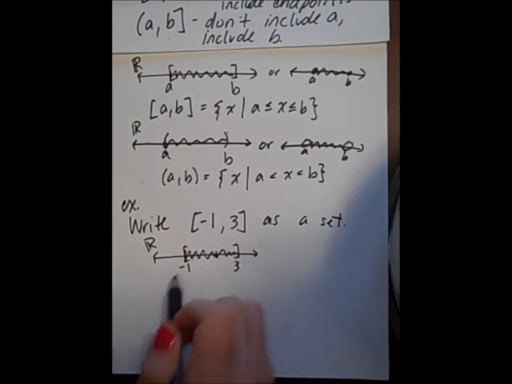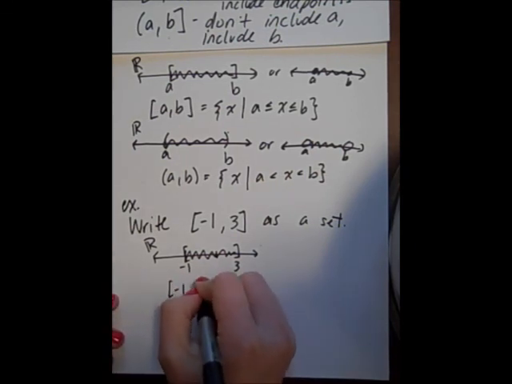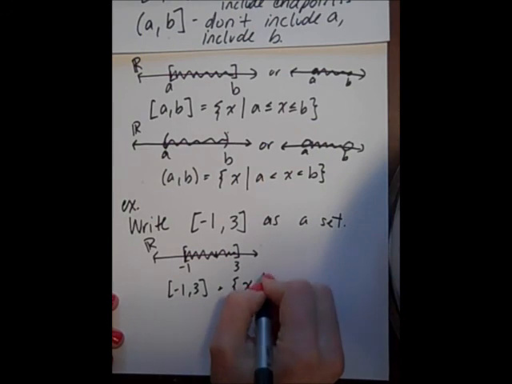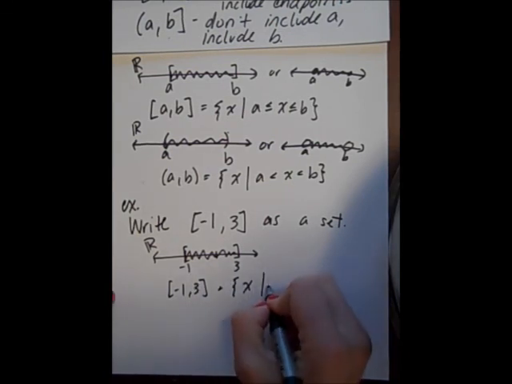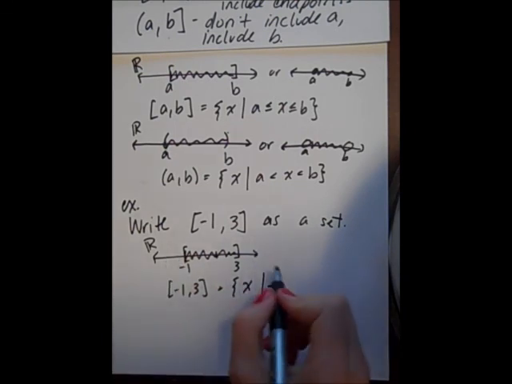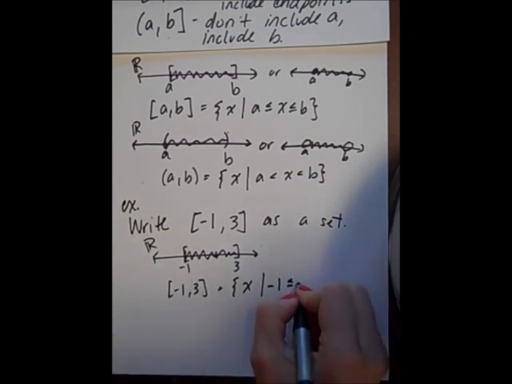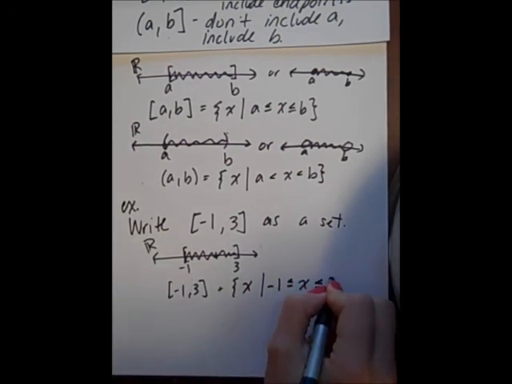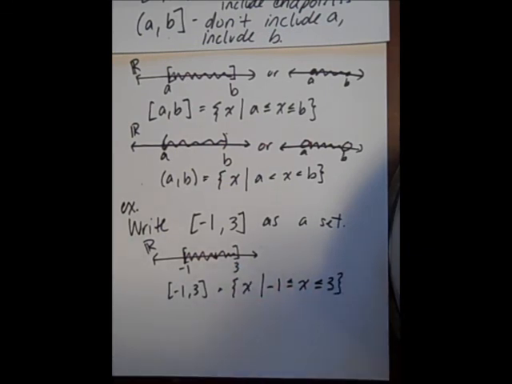I'm trying to write this as a set. So if I'm going to write this as a set, I'm going to say this is my set of all x such that something is true. So what values do I want to bound x by? Well, on the left, the lowest value is -1. Can I be equal to -1? Well, yes, because I used a bracket, so I'll be less than or equal to there. What's my upper bound? That would be 3. Can I be equal to 3? Yes, because it's a bracket, so that's my set.